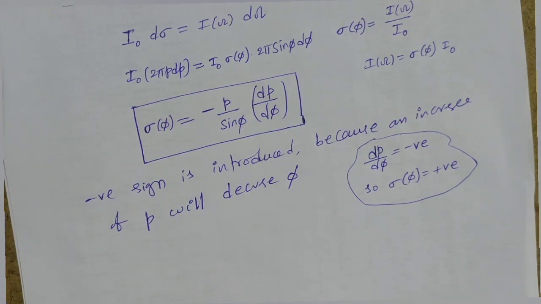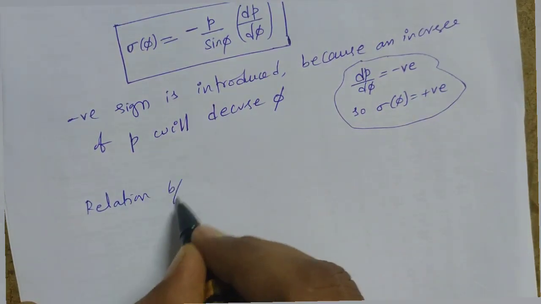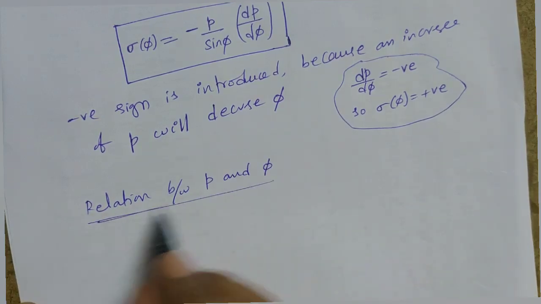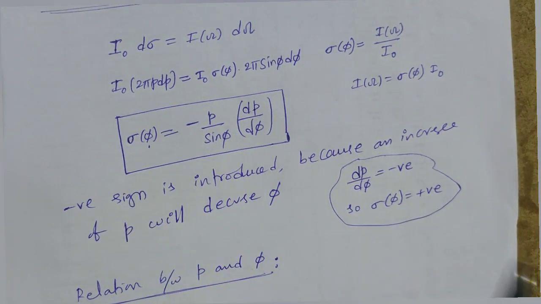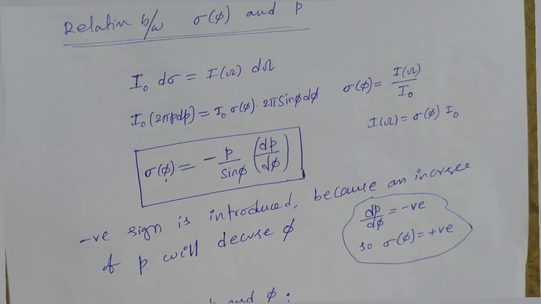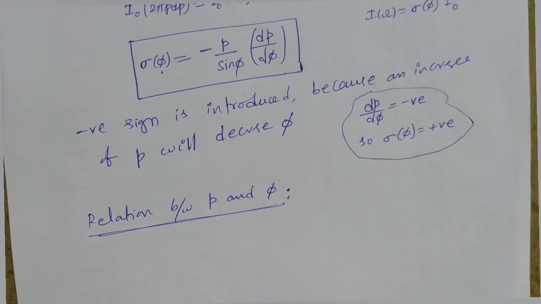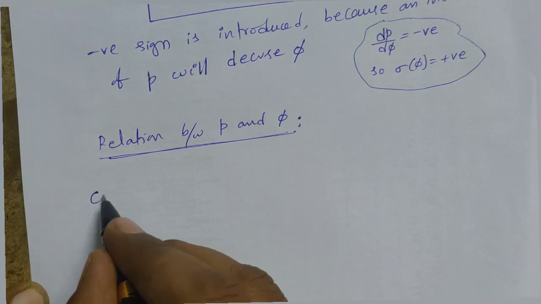Now we want p as a function of φ, so we want the relation between p and φ. Once I know the relation between p and φ, I can put it here and get σ. Finding σ is our total derivation, and that's where you are facing the problem in deriving this. So how to get the relation between p and φ? Very simple. Two ideas will be required here. One is conservation of angular momentum.